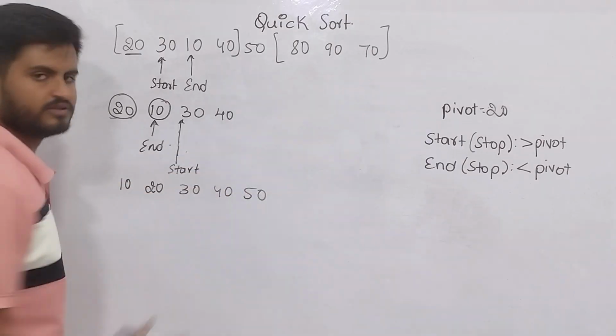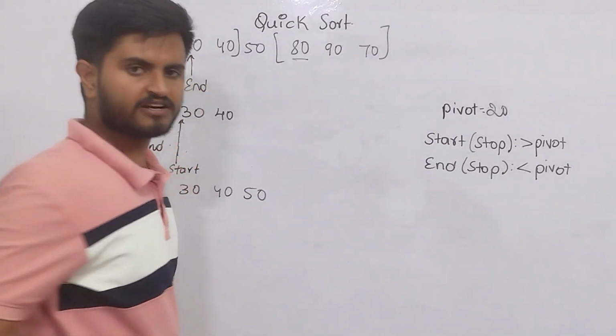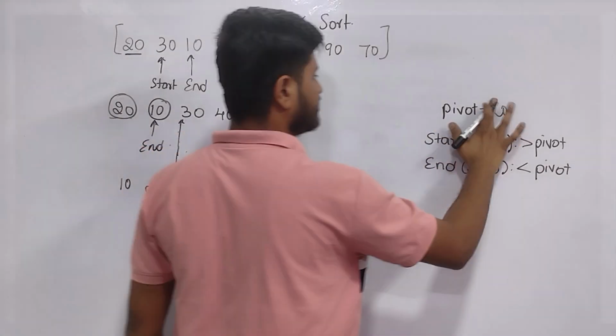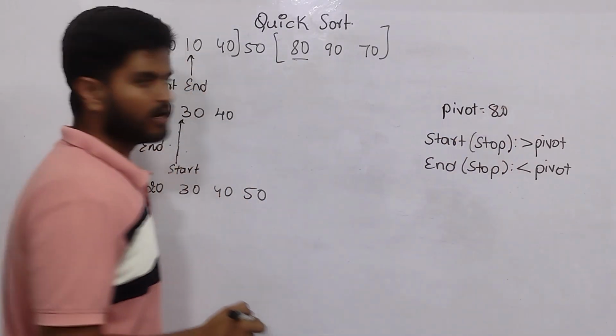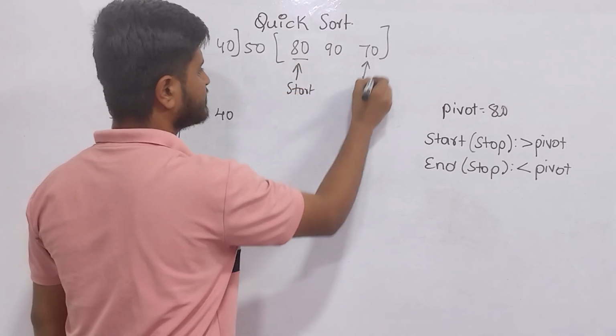Now we are left with only 3 elements. Apply for these 3 elements. The first element will be considered as the pivot element, that is 80. Now this will act as the start and the last element will act as the end value.